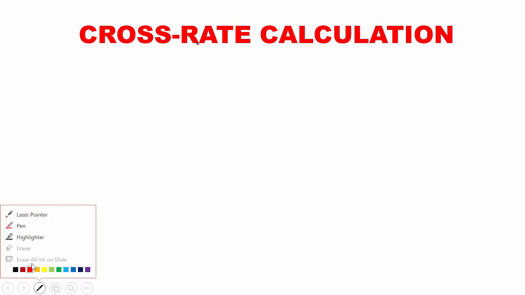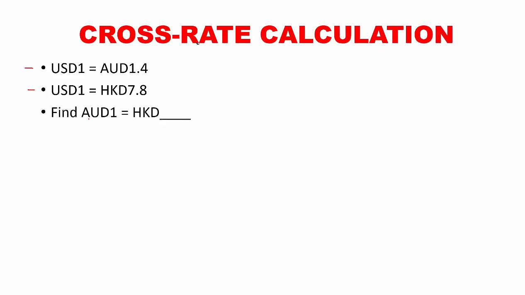Hello everyone. In this video, I will show you how to calculate cross rate. Normally we need two exchange rates to work with cross rate. In this example, the first exchange rates we have are US dollar in Australia dollar and US dollar in Hong Kong dollar. The two cross rates we can calculate are Australia dollar in Hong Kong dollar or Hong Kong dollar in Australia dollar. Okay?